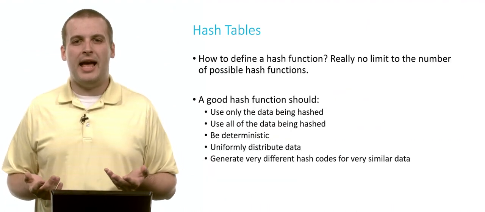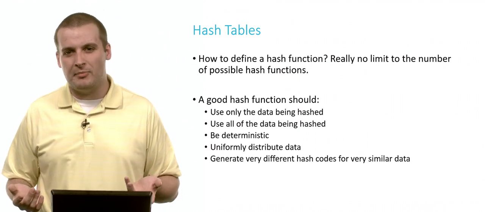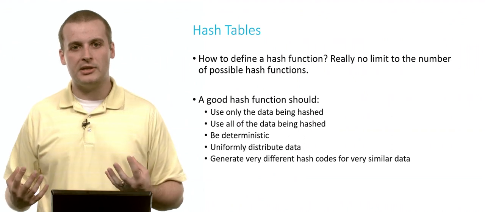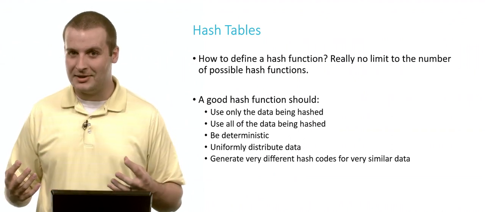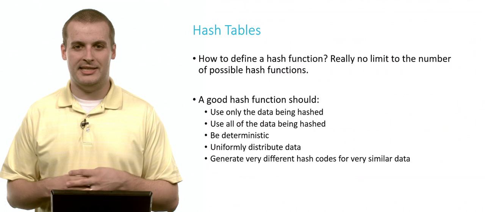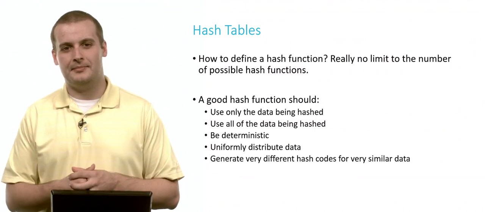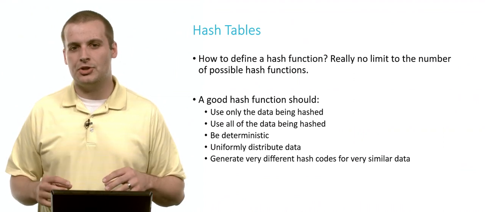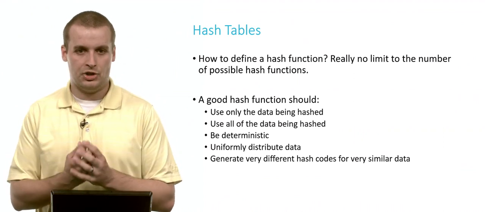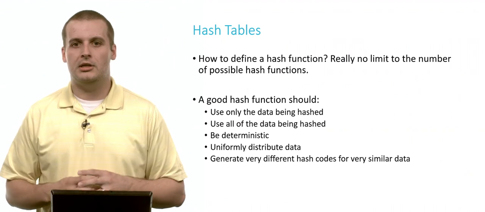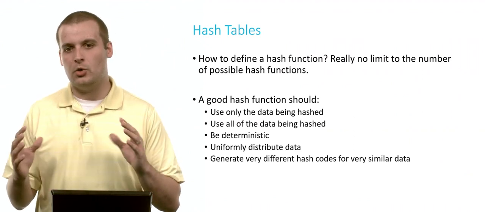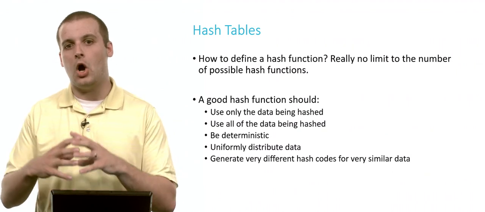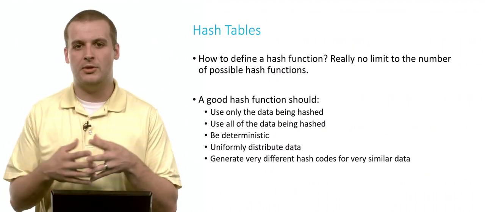Now, how do you define a hash function? Well, there's really no limit to the number of possible hash functions. In fact, there's a number of really, really good ones on the internet. There's a number of really, really bad ones on the internet. It's also pretty easy to write a bad one. So what makes up a good hash function? Well, a good hash function should use only the data being hashed and all of the data being hashed. So we don't want to incorporate anything else other than the data. And we want to use all of the data. We don't just want to use a piece of it, we want to use all of it.